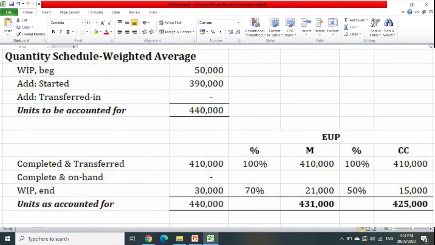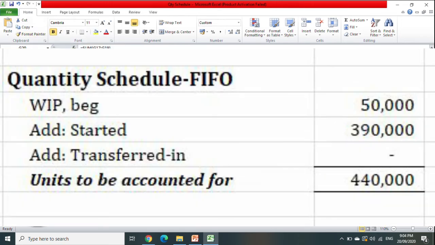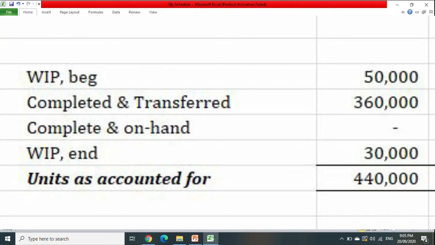So the answer for our letter A is 431,000 equivalent units of production for materials and 425,000 equivalent units of production for conversion costs. Now let's go to FIFO. For FIFO, the first part is the same as your weighted average. So we just copy 50,000 and 390,000. 0 will be our transferred in. So our total units to be accounted for is 440,000. Now on the other part, we need to put our WIP beginning 50,000. Now for the completed and transferred, as we all know, it is 410,000.